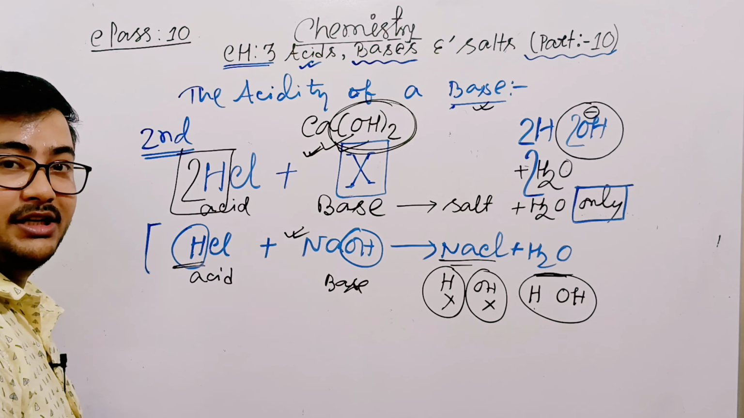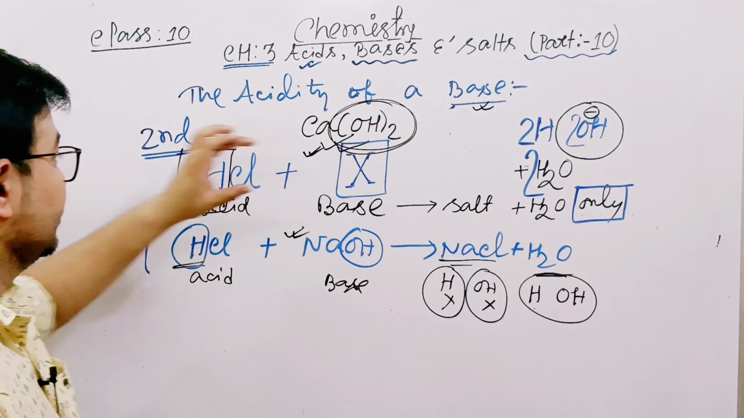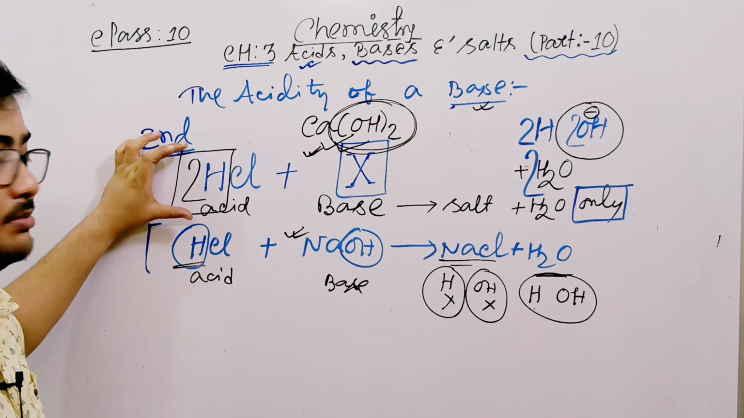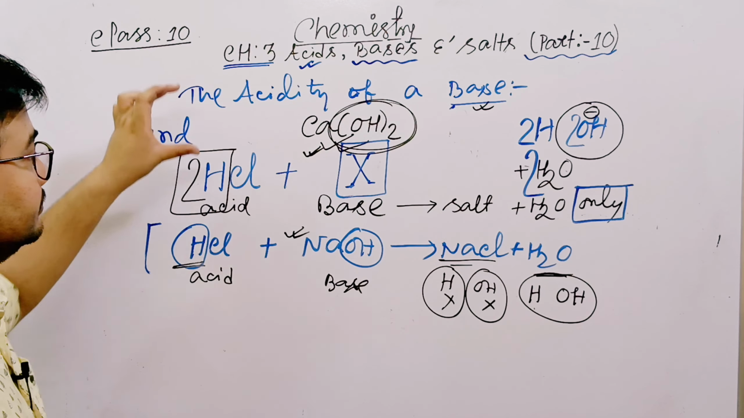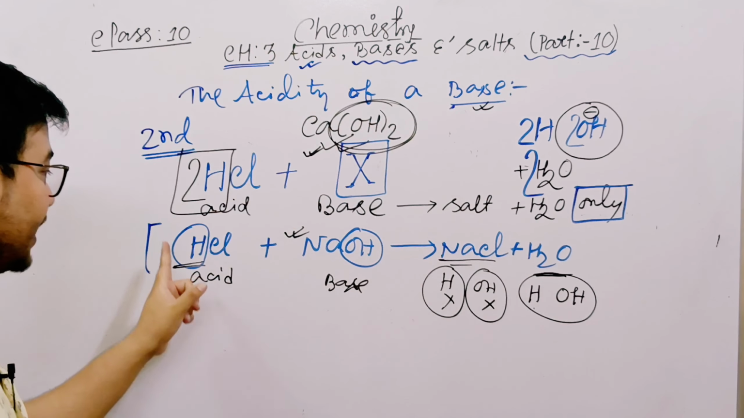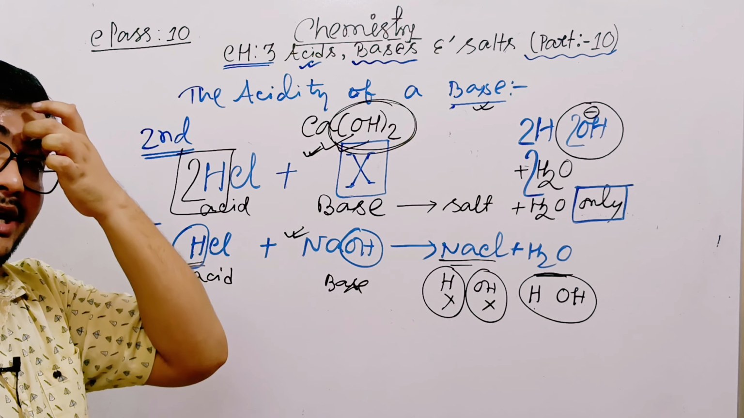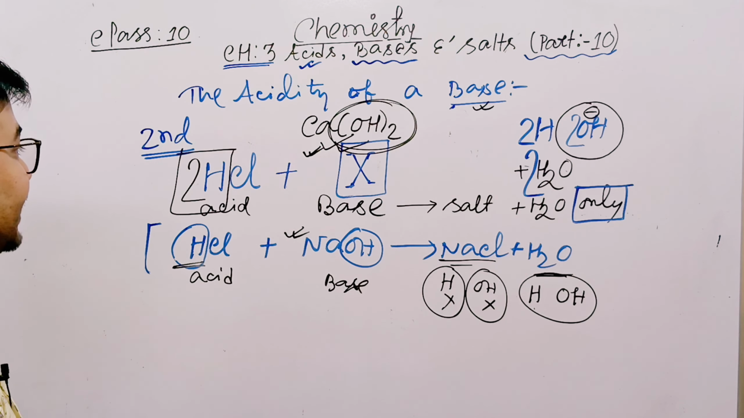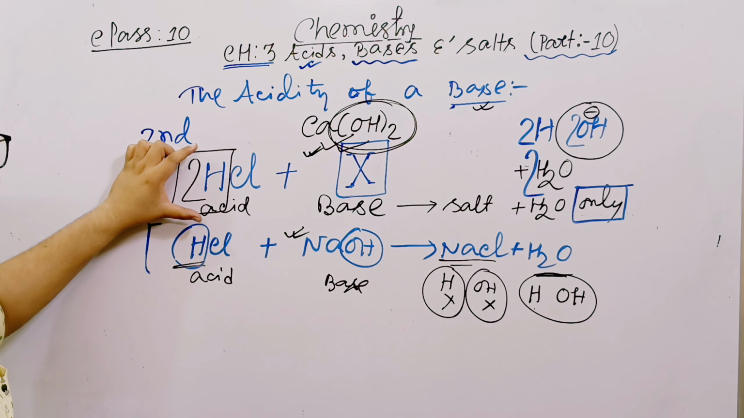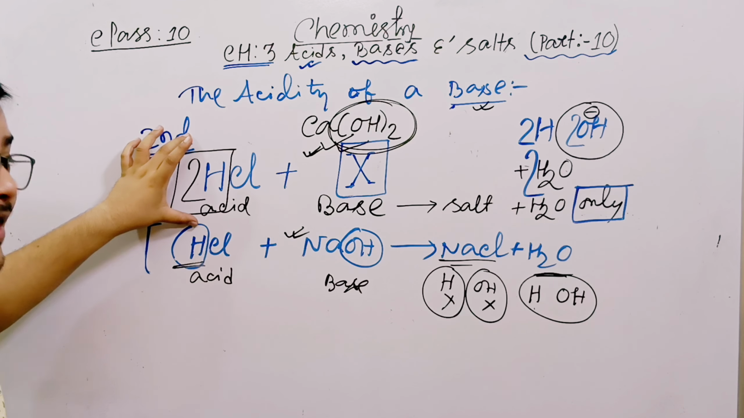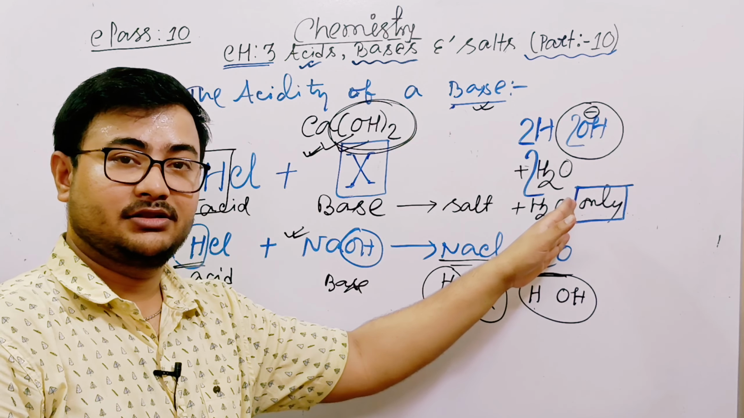So it is monobasic. Sometimes the acidity of a base can be represented with the help of the number of OH atoms. If 1 OH, then monobasic. If 2 OH, then dibasic. 3 OH, tribasic. Do you understand? So in simple words, generally we can tell the acidity of a base is the number of H plus ions of an acid that can react with a base to produce salt and water. Do you understand?